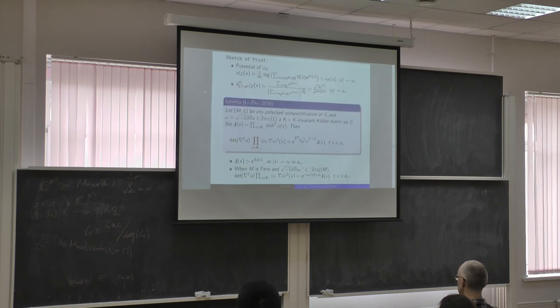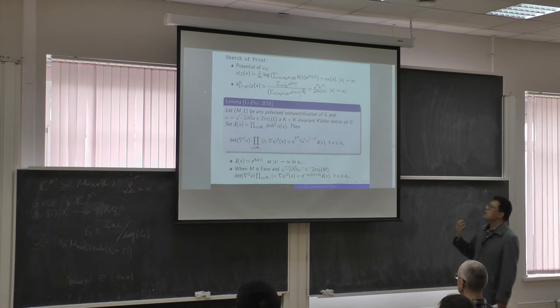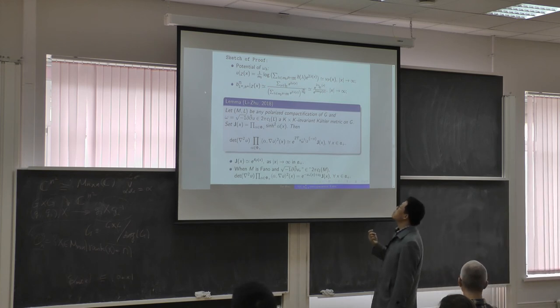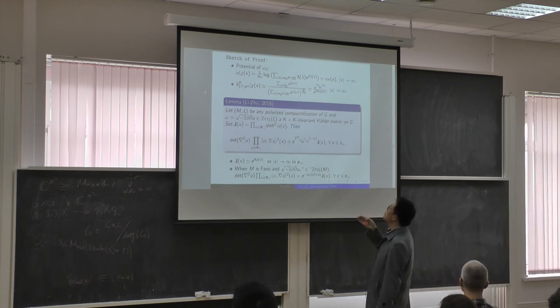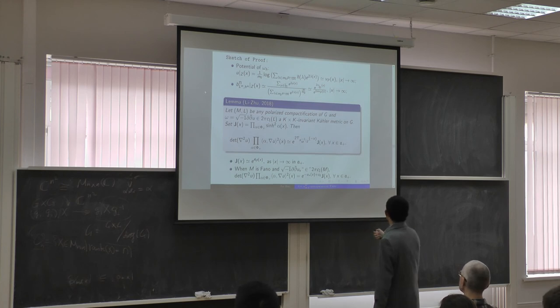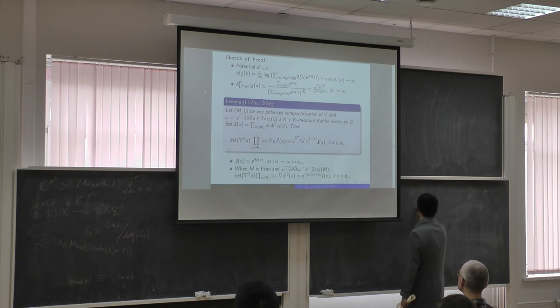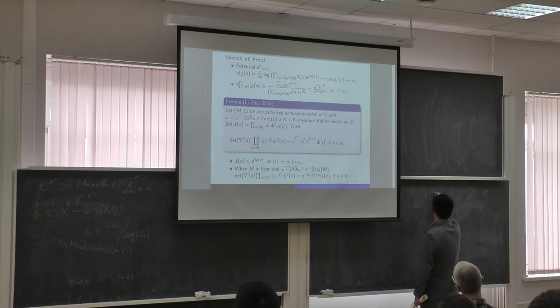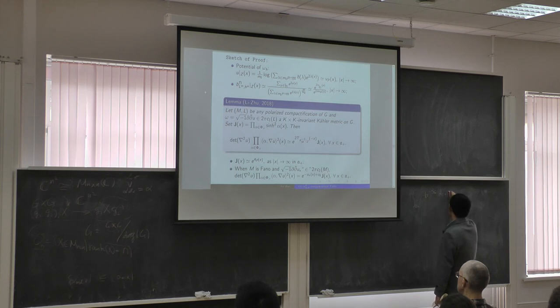So the proof is that you just use the expressions before and put it into the integral. That is to compute the integral. So this is B, and this is a bounded term.